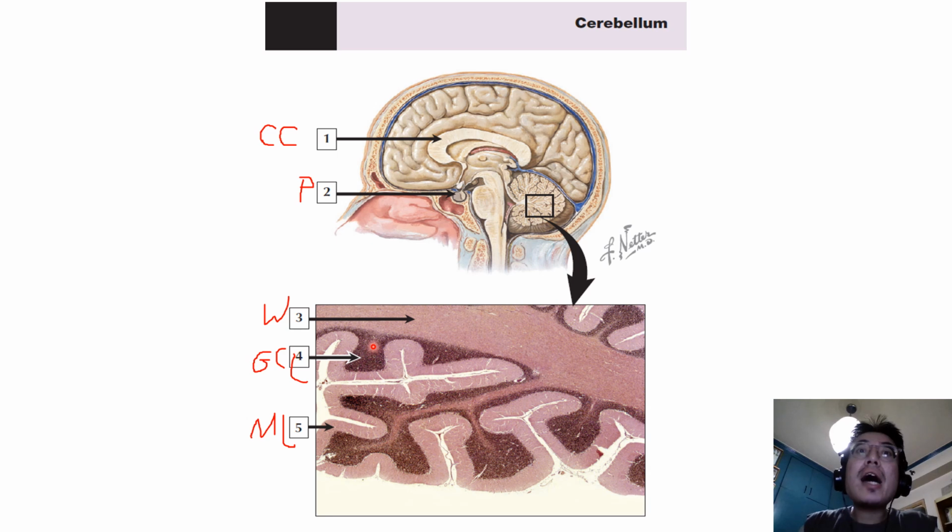Number 4 is the inner granular cell layer. And number 5 is the outer molecular layer. Though not shown here, we remember that between the outer molecular layer and the inner granular cell layer, there is actually a thin layer containing Purkinje cells. But it is not shown here in the light micrograph.